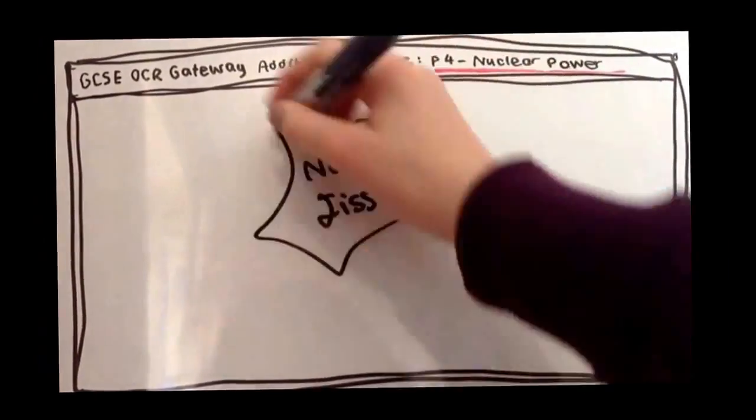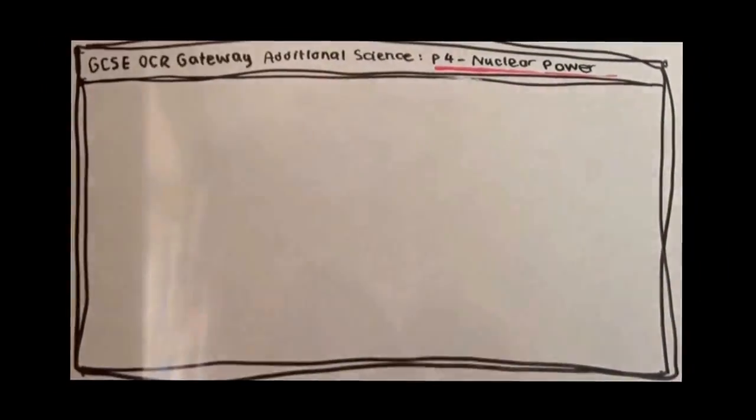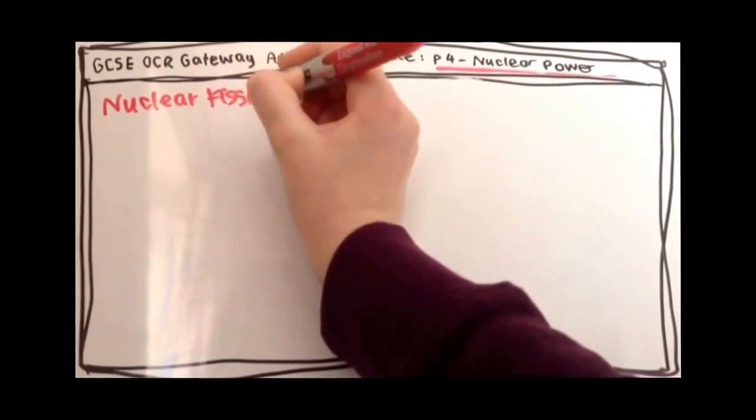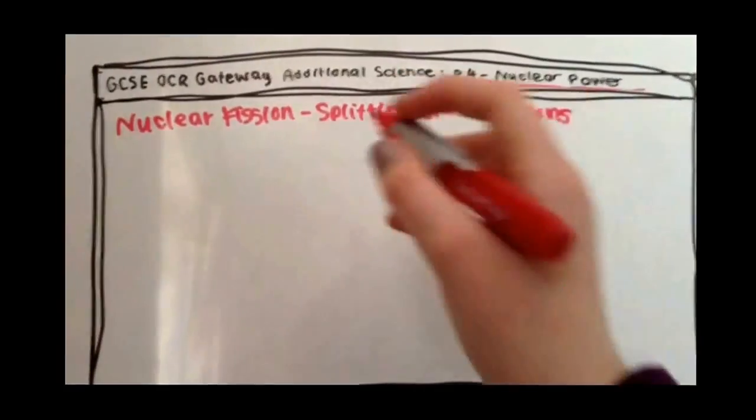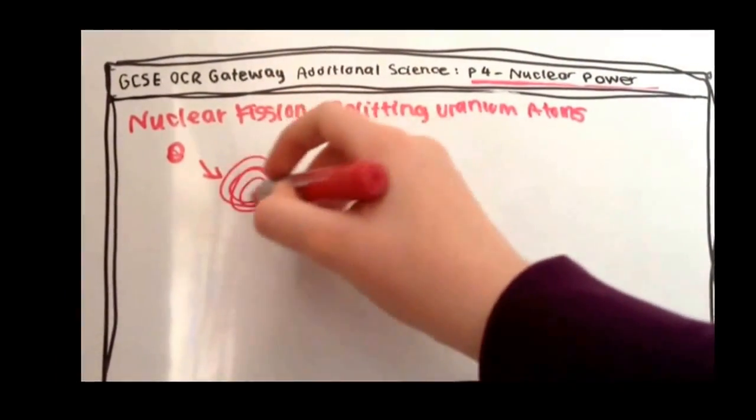T4 nuclear power, nuclear fission revision. So basically, nuclear fission is the splitting up of uranium atoms. And here's a diagram that shows it.